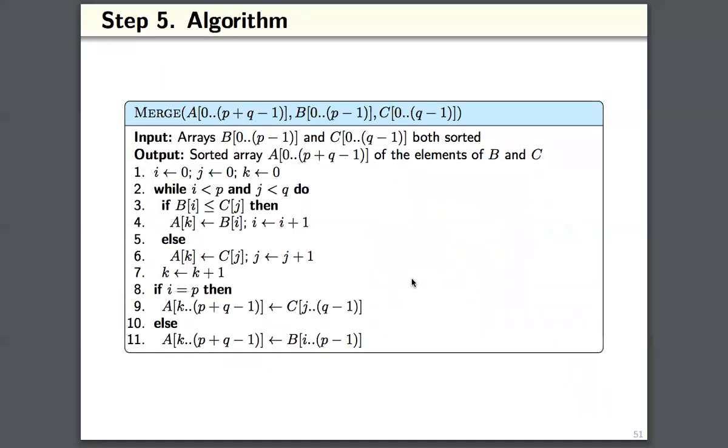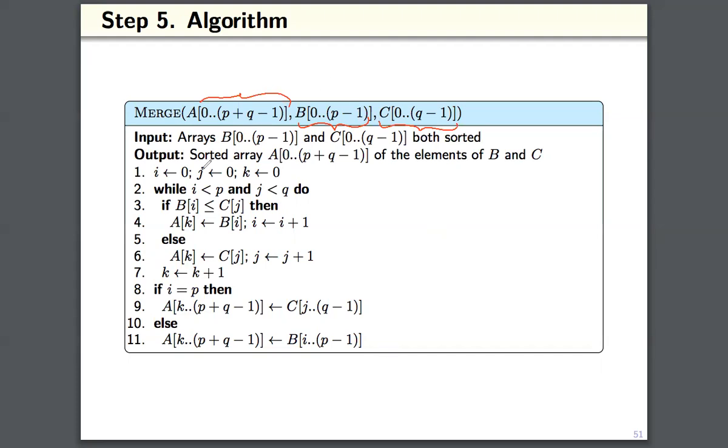Now let's look at the pseudocode. Here is our merge algorithm. We have the B array from 0 to P minus 1, and the C array from 0 to Q minus 1. Both these arrays are sorted. These are our input arrays. We want to combine all the elements of B and C and put them in sorted order in A. The size of the array will be P plus Q, and the indexing will be 0 to P plus Q minus 1.